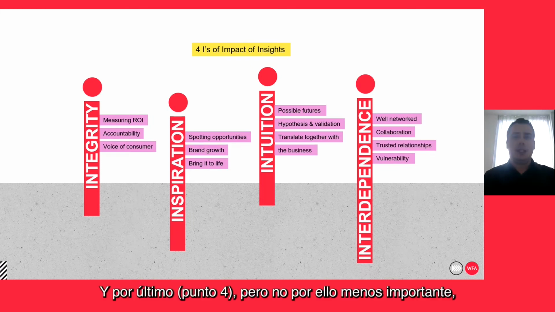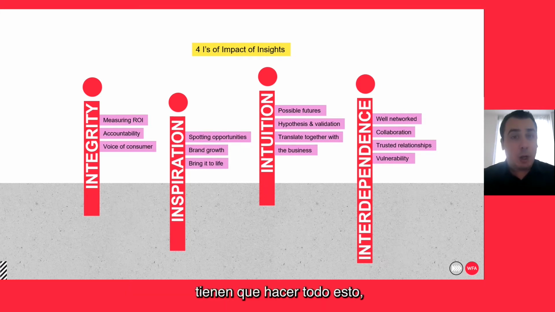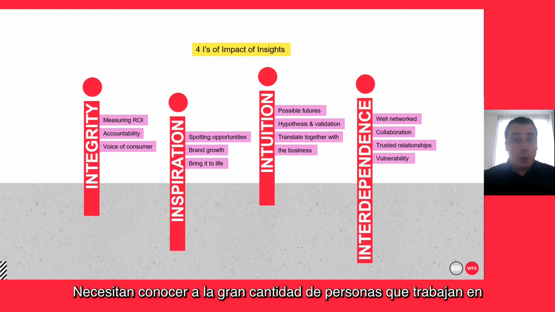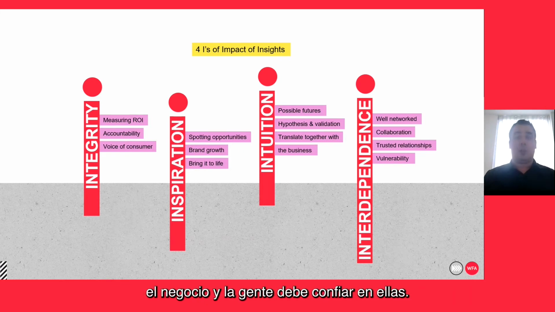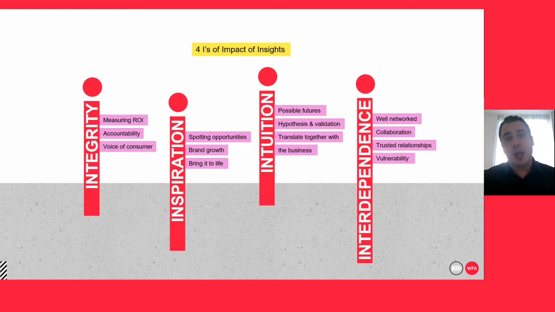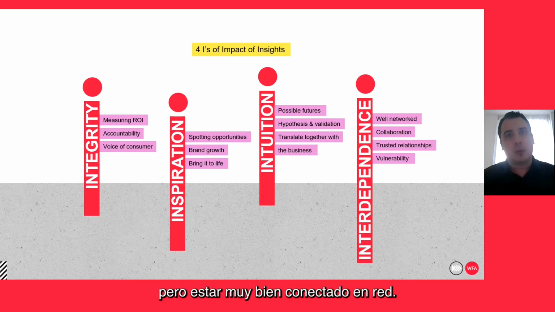And then last but not least, interdependence, which means that if they need to do all of this, they need to be very well networked in the business. They need to know the many people in the business, and the people need to trust them. It's all about relationship building. It's about trust. And it's also about being vulnerable from time to time, but very well networked.